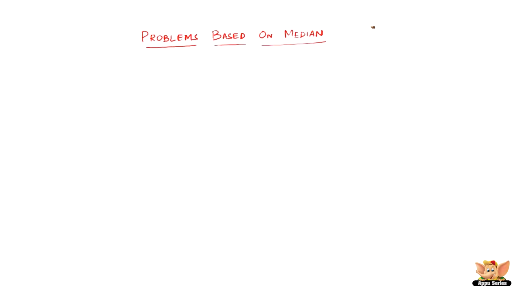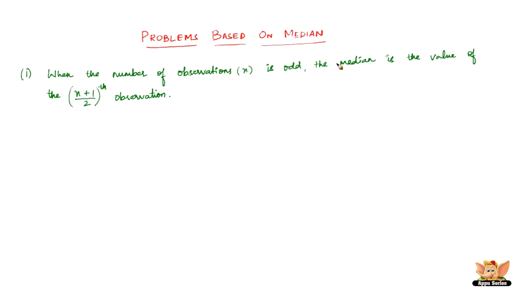So in this video, let us solve problems based on median. But before we go into solving problems based on median, there are a couple of points or notes that you need to know. So here they are. The first note or the first point for you as far as a median is concerned is this. When the number of observations, that is, let's take it as n, is odd, the median is the value of the (n plus 1) by 2nd observation.